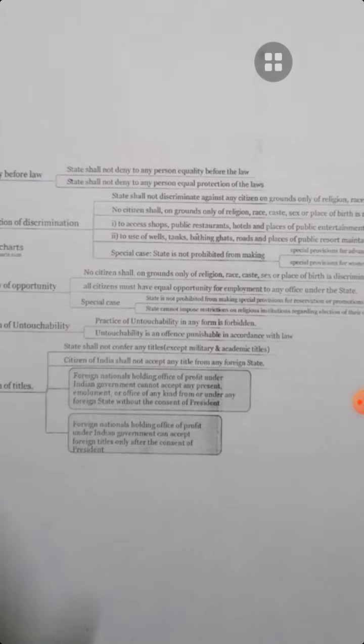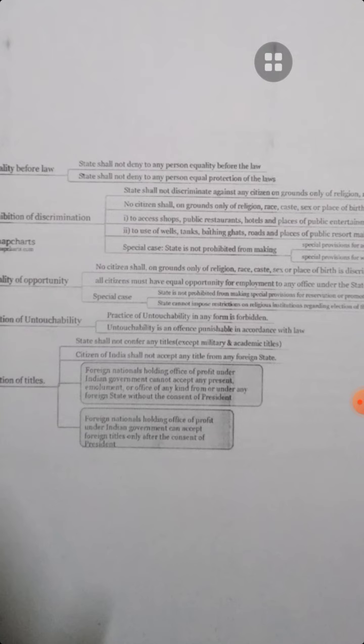The state cannot restrict religious institutions regarding the selection. Practice of untouchability in any form is forbidden. Untouchability is an offence punishable in accordance with law. The state shall not confer any title, and a citizen of India shall not accept any title. Persons holding an office of profit under the Indian government cannot accept any presents, emoluments or office of any kind from a foreign state without the consent of the President. They can accept foreign titles only after the consent of the President.